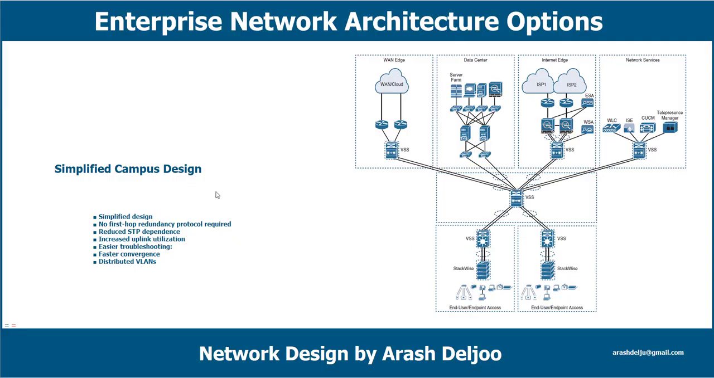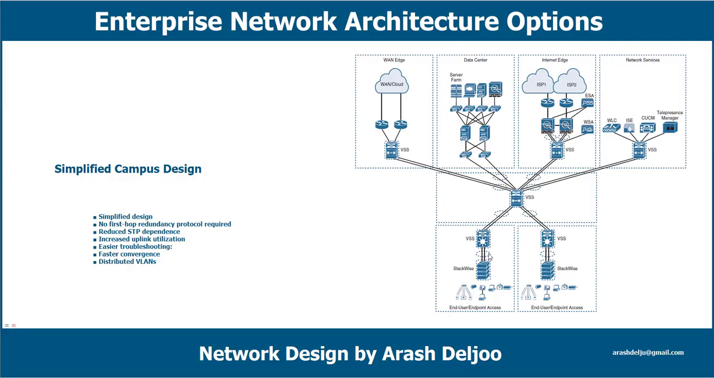With this simplified campus design, as you can see, we don't need to configure first hop redundancy protocols like HSRP or VRRP, because the IP gateway or default IP gateway resides only on a single logical interface. For example, interface VLAN 1 of this VSS, interface VLAN 1 of this VSS, or other interfaces. Here the 2 physical switches are converted to 1 logical switch, and in this 1 logical switch we have only 1 interface VLAN.